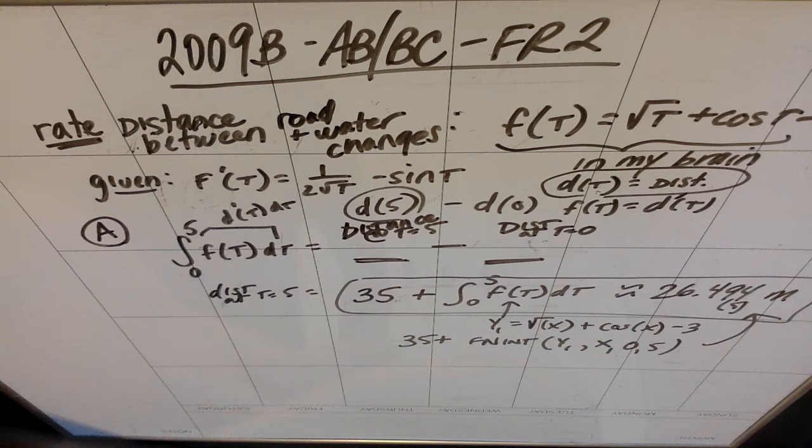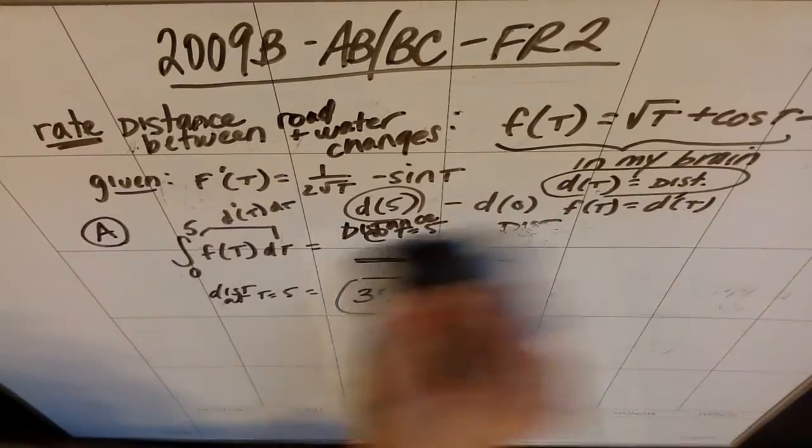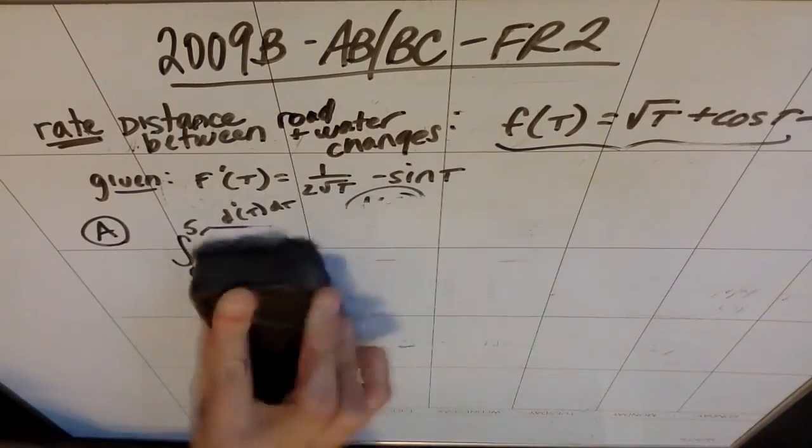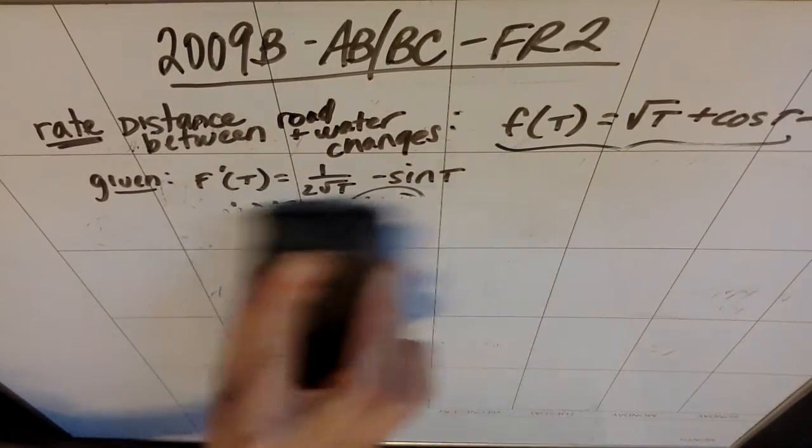Part B, using correct units, interpret the value of f prime of 4 equals 1.007. So in terms of the distance between the road and the edge of the water. Okay, so they're giving us a value. They don't want you to do any calculation. They just want you to understand the relationship. So what I want to make clear, right?